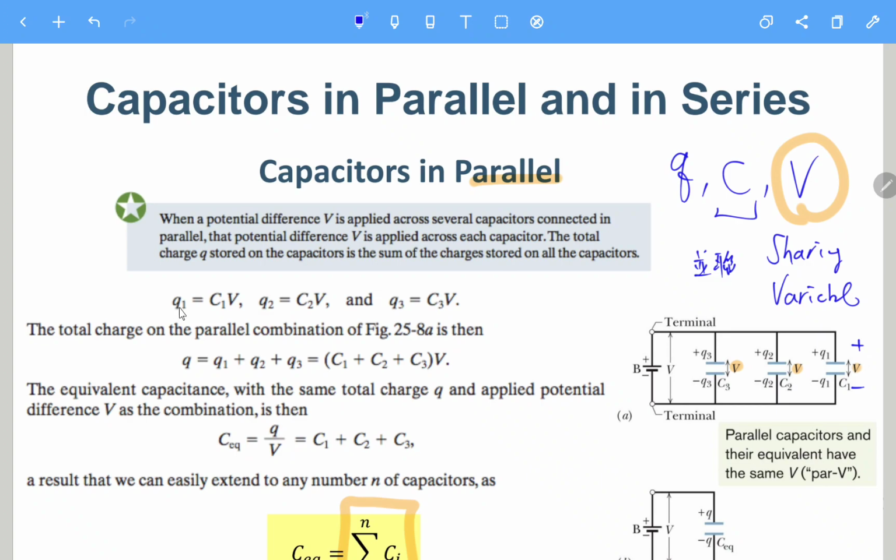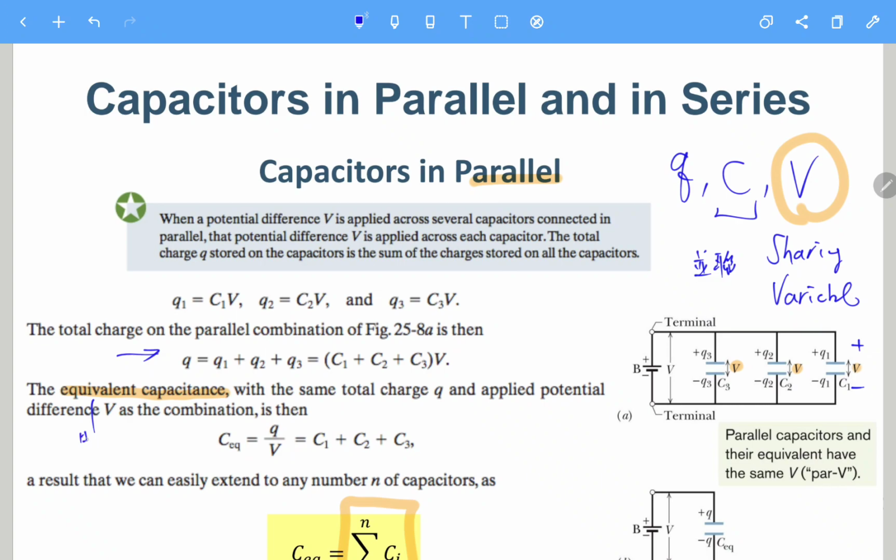In that case, we have Q1 equals C1V, Q2 equals C2V, Q3 equals C3V. Then we add them together: Q equals Q1 plus Q2 plus Q3, which is C1 plus C2 plus C3, times V, because V is a common factor, so we can just factor it out.